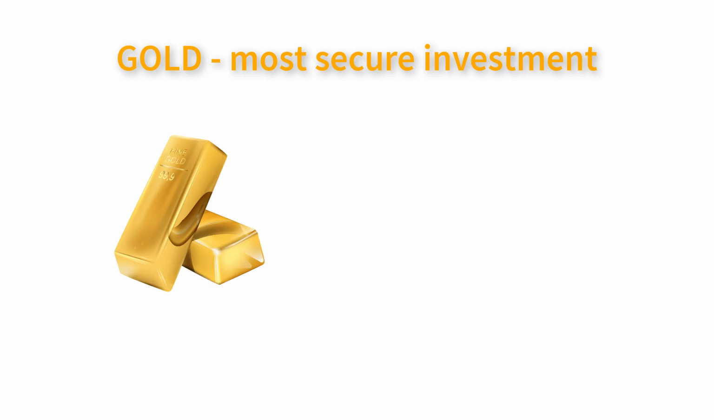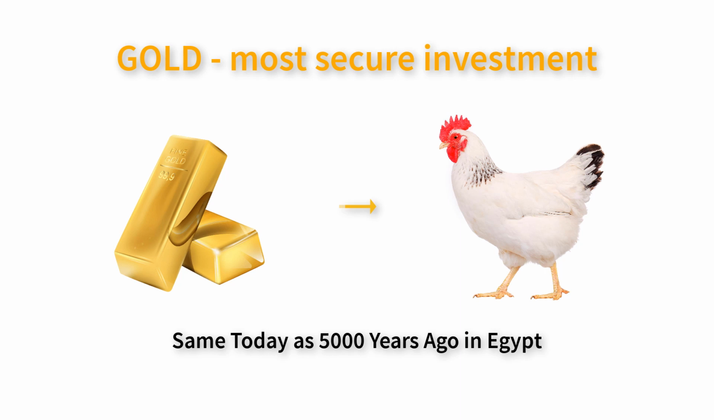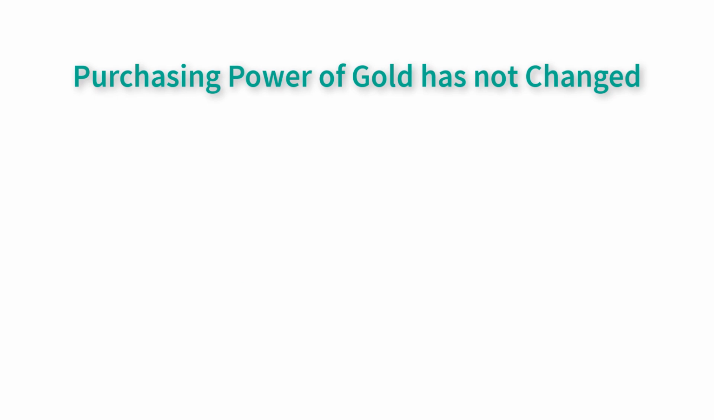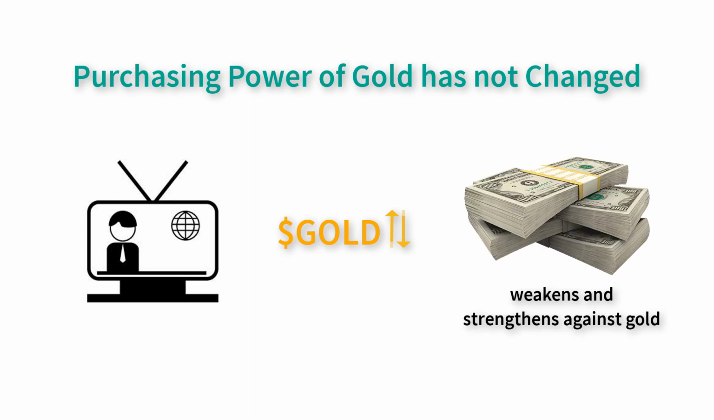1 ounce of gold would buy you the same number of chickens today as it would have bought you 5,000 years ago in Egypt. If we ever have a third world war, when all the paper currencies and other paper assets are worth nothing, gold will still probably buy you the same number of chickens, albeit mutated. The purchasing power of gold has not changed throughout history. When the man on TV says that the price of gold went up or down in US dollars, what he really means is that the US dollar rose or fell against the value of gold. But the value of gold is more or less a constant.